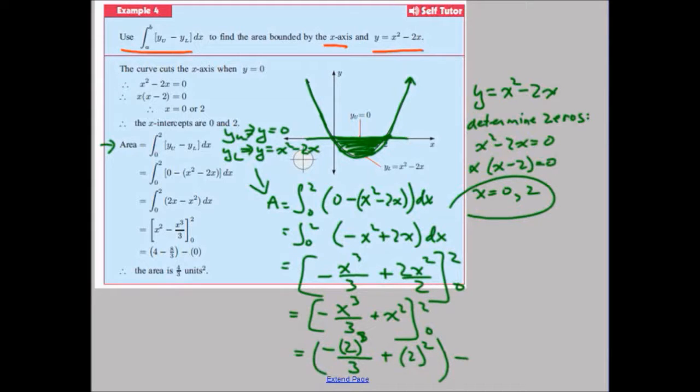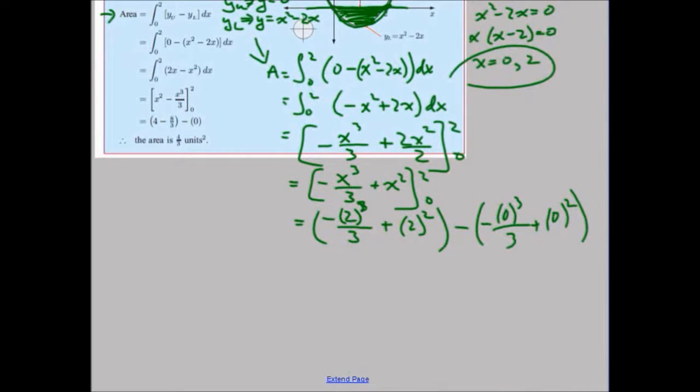Subtract this whole thing again with 0 substituted in. I know that that's going to equal 0, but I will write it here anyway so you know we've actually substituted it in. So we have negative 8 over 3 plus 4, subtract 0. So negative 8 over 3 plus 12 over 3, which is 4 over 3 units squared.